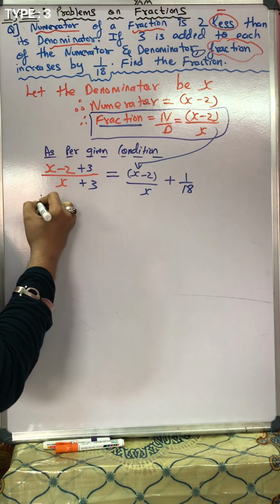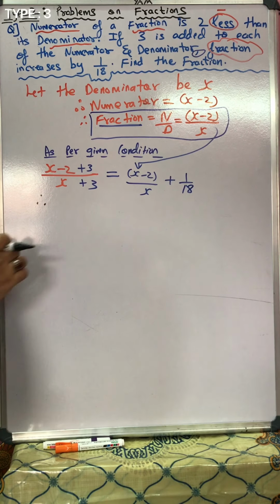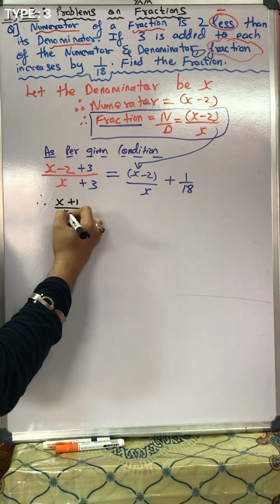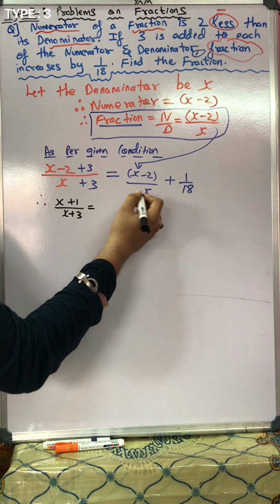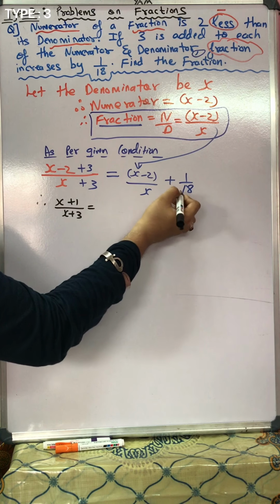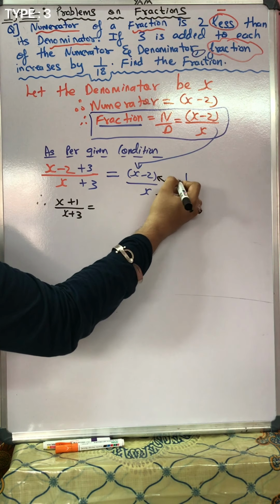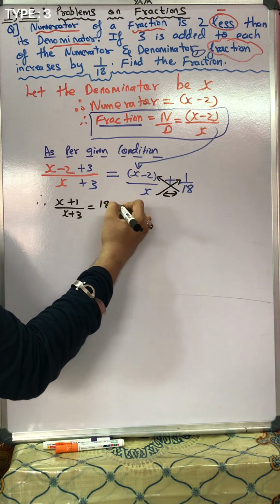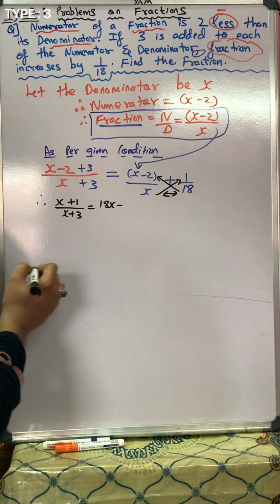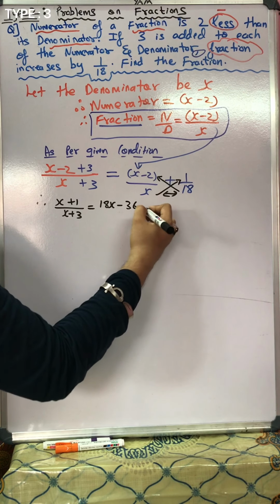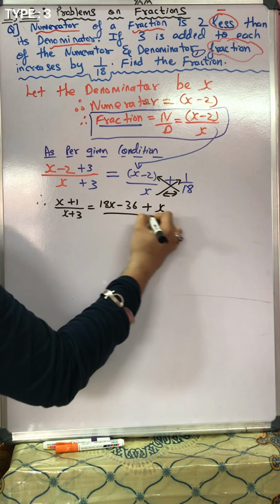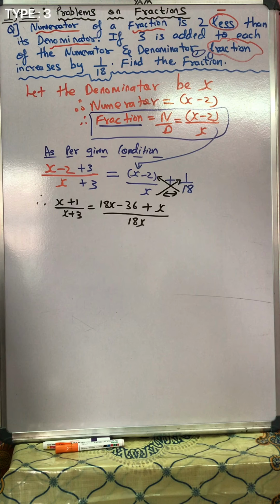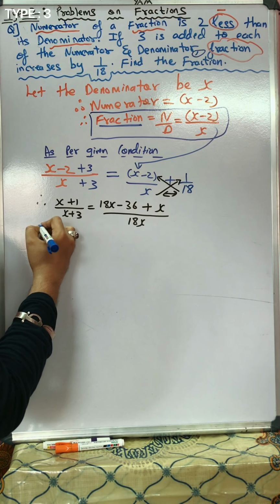In the next step, what will I write? Therefore, x minus 2 plus 3 becomes x plus 1 upon x plus 3, as the denominator will remain x plus 3, is equal to. Here I'll take the LCM, 18 multiplied by this, x multiplied by this, and both will be multiplied. So 18 multiplied by this becomes 18x minus 36, plus x, the whole upon 18 multiplied by x, which is 18x. On the left hand side, at present we cannot do anything, so I'll write it as it is.